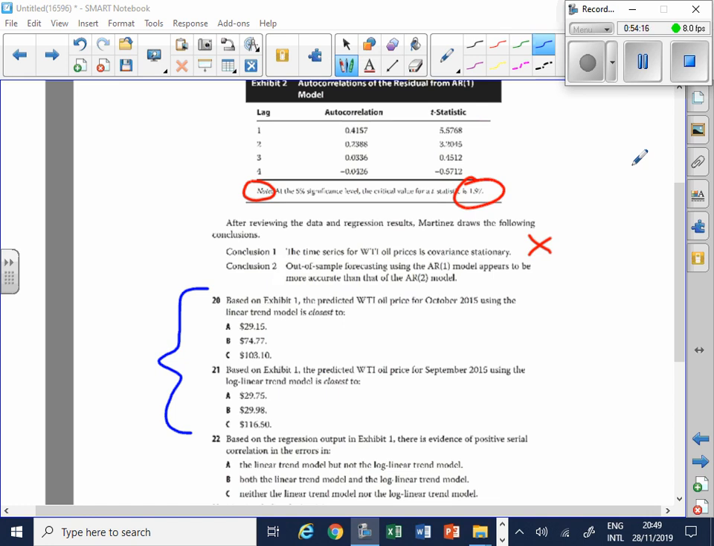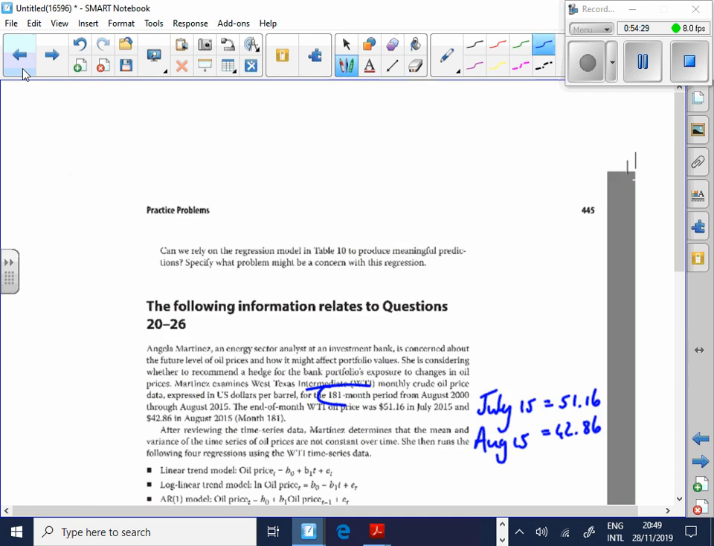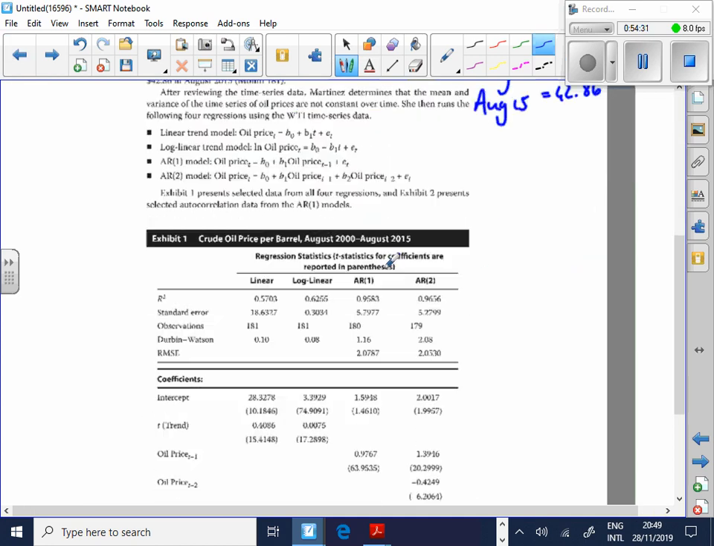Number 20, based on exhibit 1. It said to you, please use the linear trend model. If I take you back there, on the linear trend model, what would you be using? There's your linear trend model. You guys comfortable? There's your B0, happy? There is your B1.